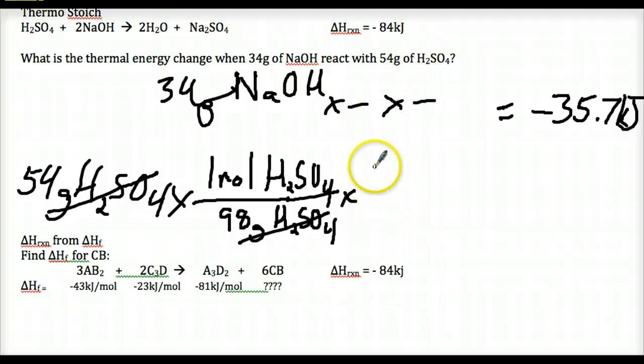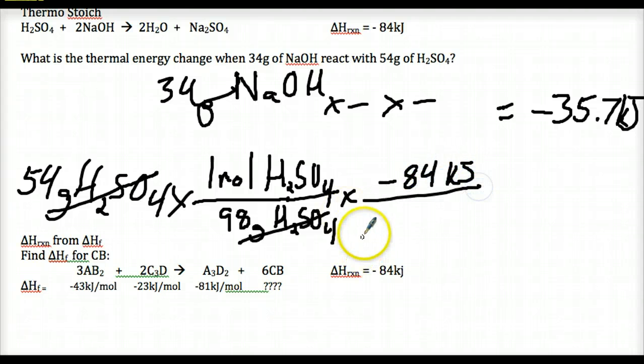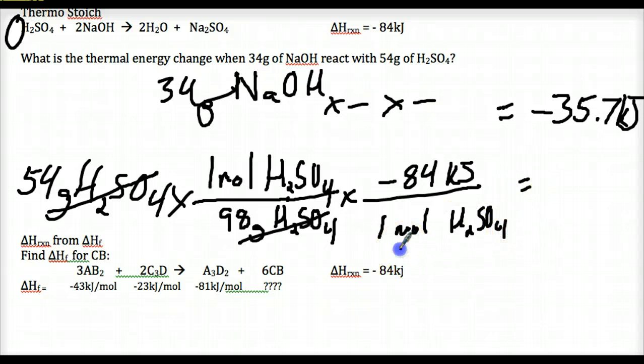And just like before, it's going to be the delta H over the coefficient. It's, again, negative 84 kilojoules, just like before. This time it's not over 2, but over this coefficient 1. So it's over 1 mole of H2SO4. Moles of H2SO4 cancel out. When you do the math for this, it's going to be a negative 46.3.